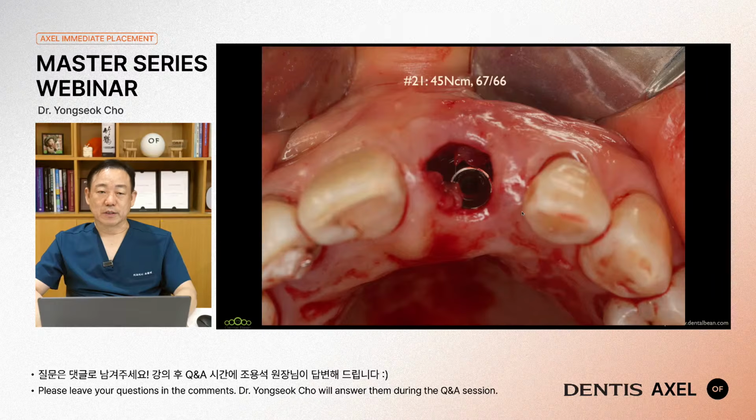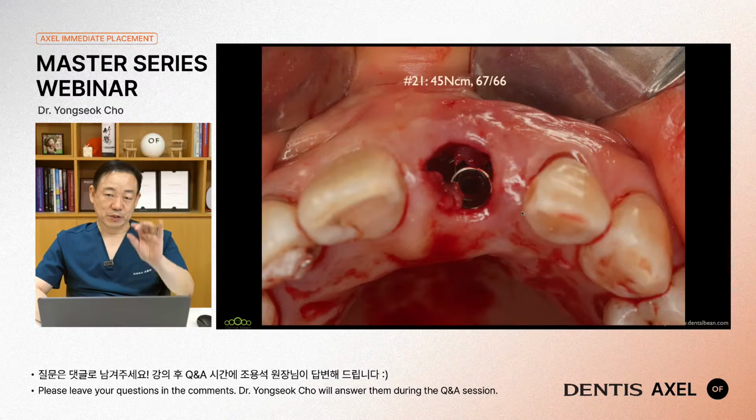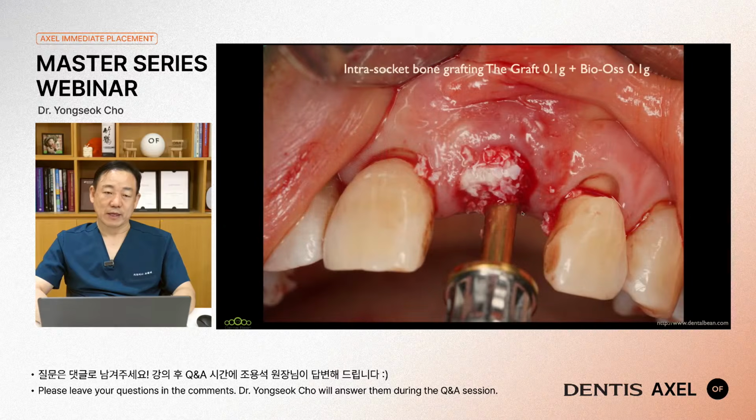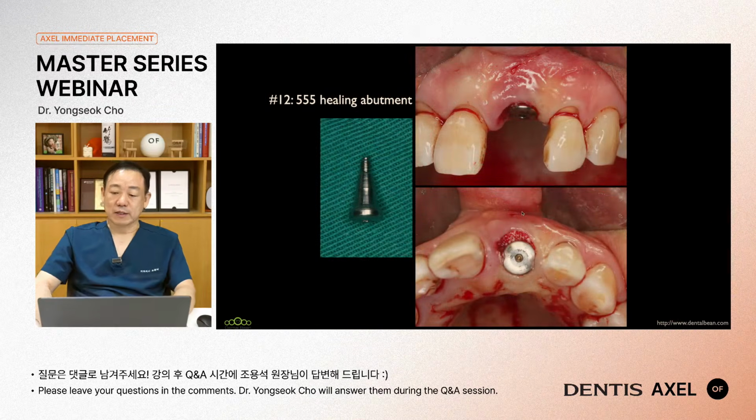Okay, this is the position of the implant, positioned on the palatal side, and a sufficient gap exists at 21. ISQ value not bad. I combined porcine bone and bovine bone for internal socket bone grafting to test. Okay, yeah, and connected the healing abutment.